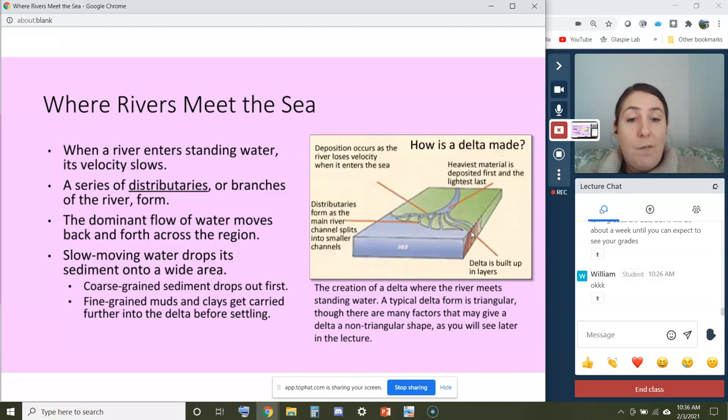The river water can flow dominantly through any one of these streams or multiple of these streams at a time. It doesn't have to be flowing equally through all of them. And typically what happens is, kind of like a garden hose that's on high whips back and forth, the dominant flow of water will whip back and forth through these distributaries across the region. And as it does so, the slow-moving water drops its sediment into each of these locations. And so you end up seeing sediment being dropped into a very wide area.